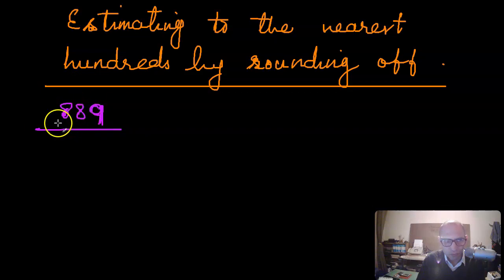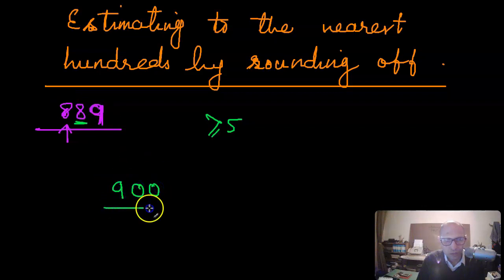You want to round it to the hundreds place value. Now, of course, rounding to the hundreds place value, I can simply take a look at the digit which is right next to the hundreds place value, to the right of it. Since this digit is greater than or equal to 5, I'm going to round up, which means that the 8 becomes a 9, and then these two digits are replaced by zeros, which means that 889 rounded to the hundreds place value becomes 900.